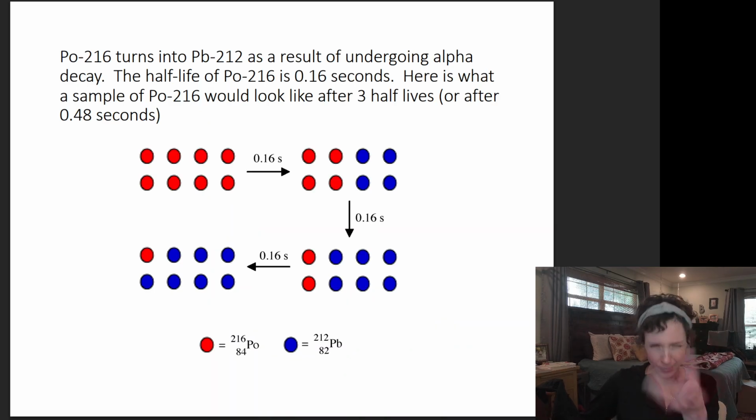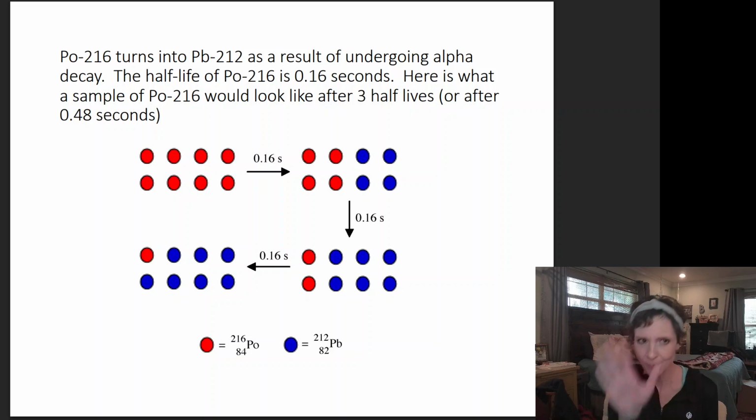So here's kind of a better way to visualize this, okay? It says polonium-216 turns into lead-212 as a result of undergoing alpha decay. The half-life of polonium-216 is 0.16 seconds, okay? Here's what a sample of polonium-216 would look like after three half-lives, okay? So a half-life for polonium-216 is 0.16 seconds.